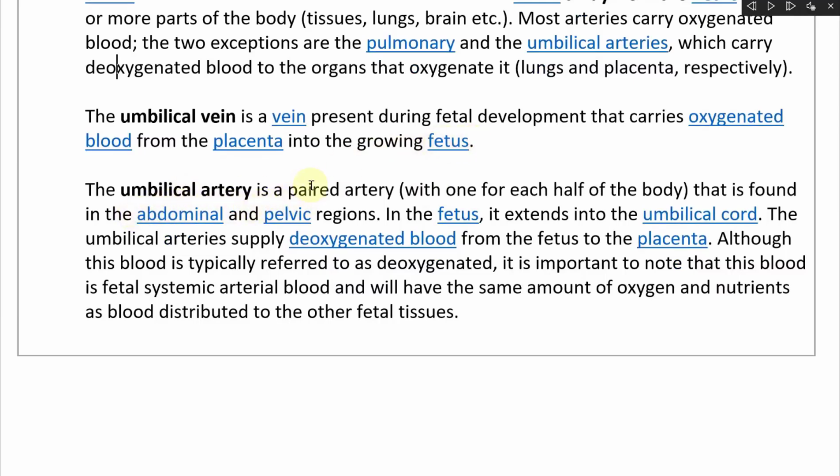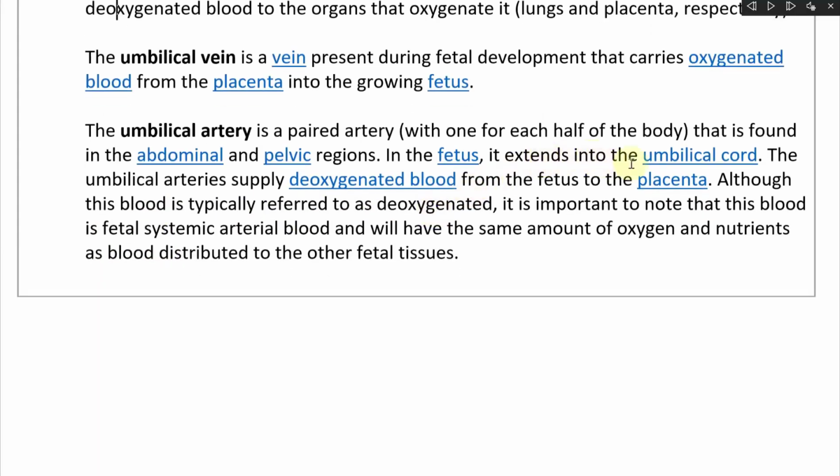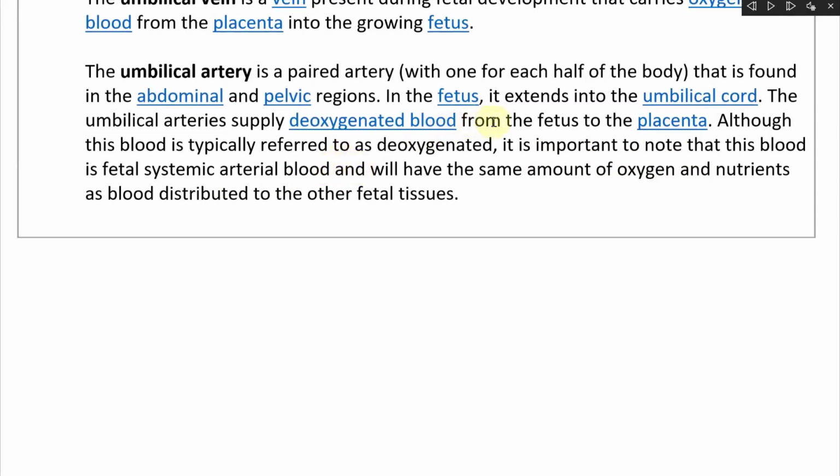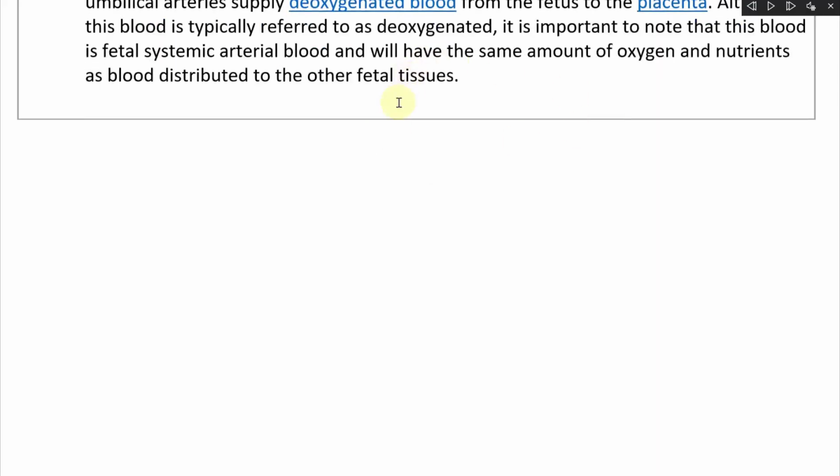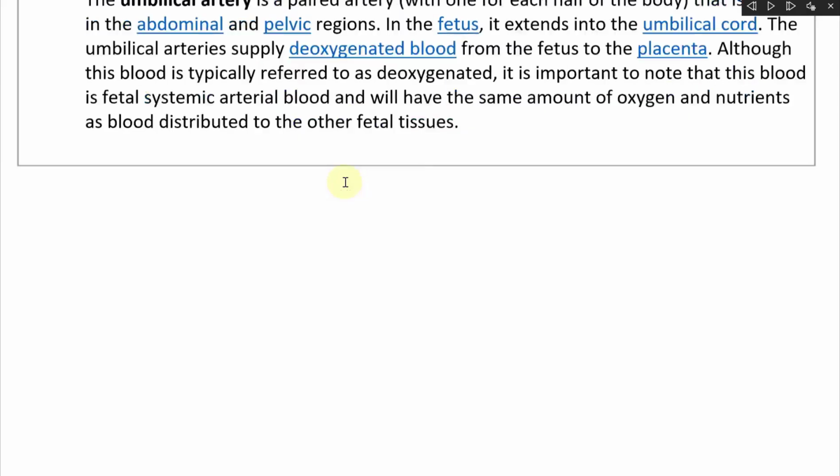The umbilical artery is a paired artery with one for each half of the body that is found in the abdominal and pelvic regions. In the fetus, it extends into the umbilical cord. The umbilical arteries supply deoxygenated blood from the fetus to the placenta. And although this blood is typically referred to as deoxygenated, it is important to note that this blood is fetal systemic arterial blood and will have the same amount of oxygen and nutrients as blood distributed to other fetal tissues, or mainly as that, which is an interesting side note here from Wikipedia.